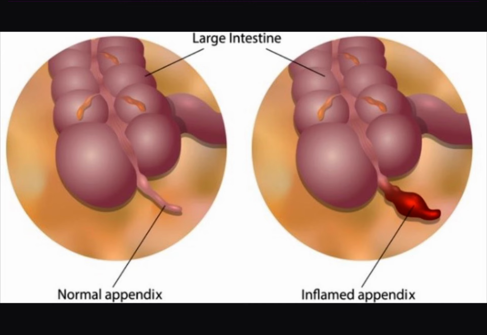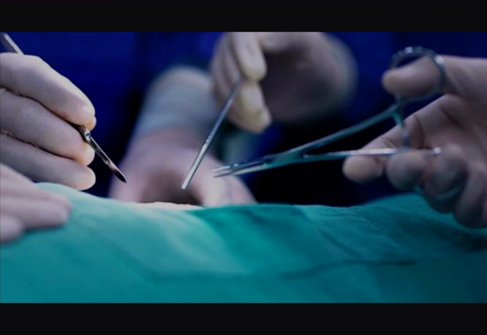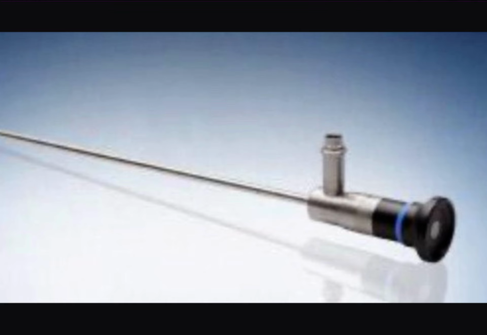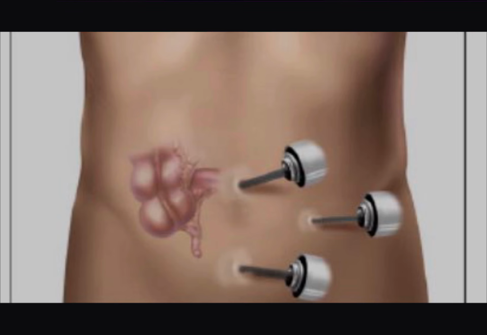But how are appendectomies performed? There are two approaches used to perform this procedure: laparoscopic or open. A laparoscopic appendectomy is less invasive. It is performed by creating a small incision in the abdomen. A laparoscope, which is a tiny camera, is inserted and helps guide the surgeon in removing the appendix. This method is less painful and has a shorter recovery time.